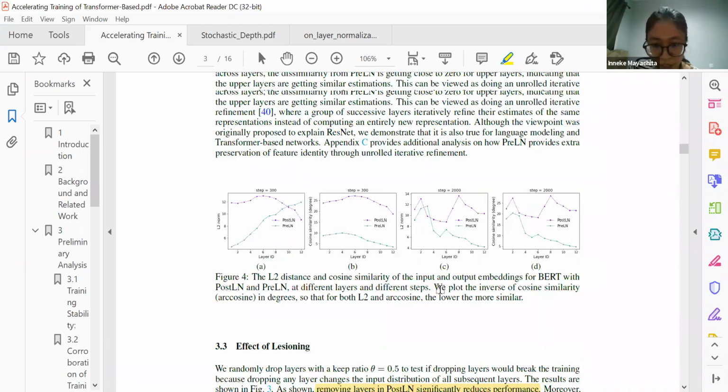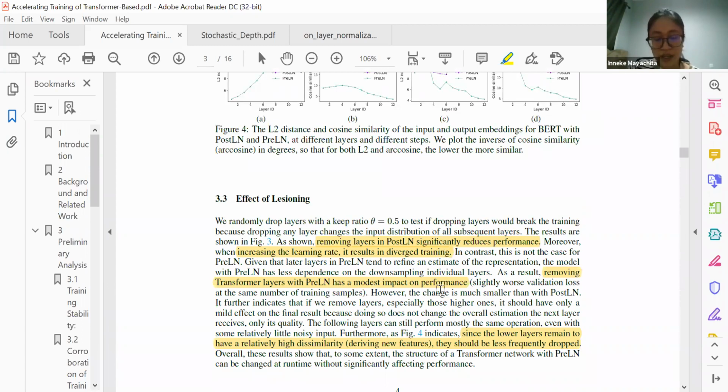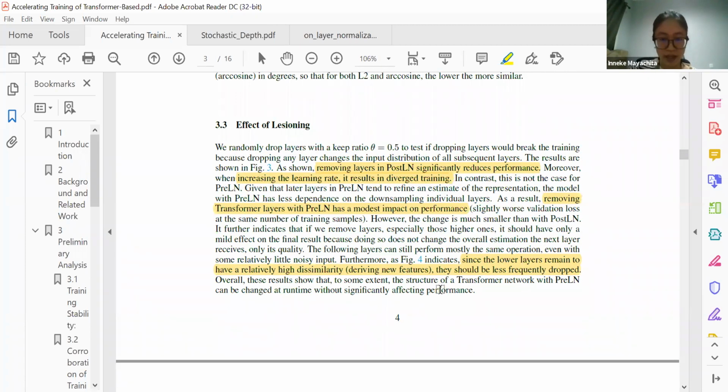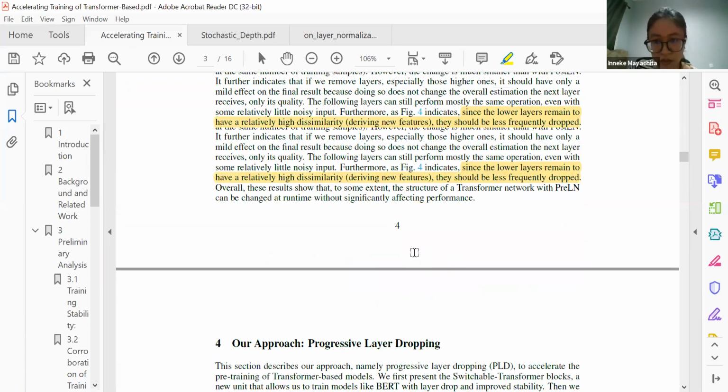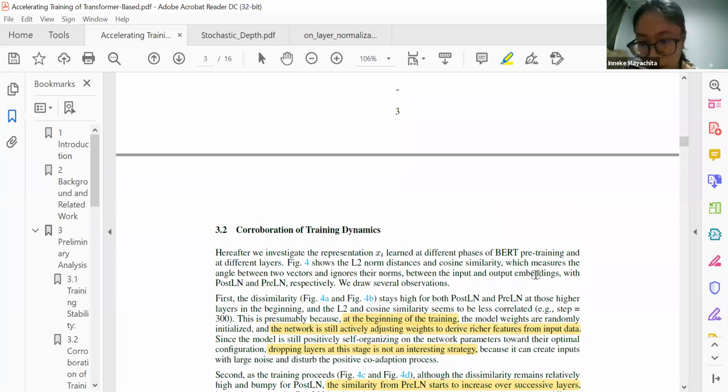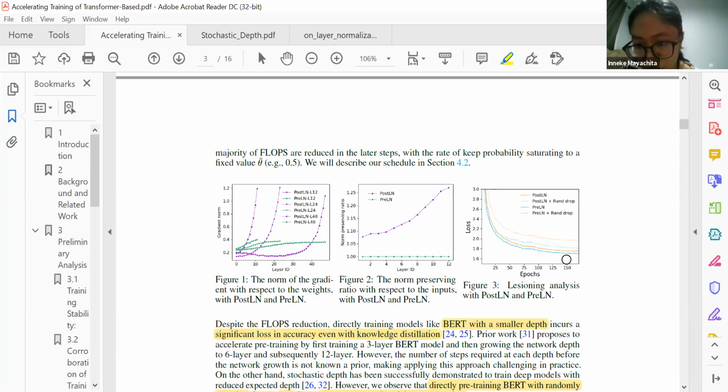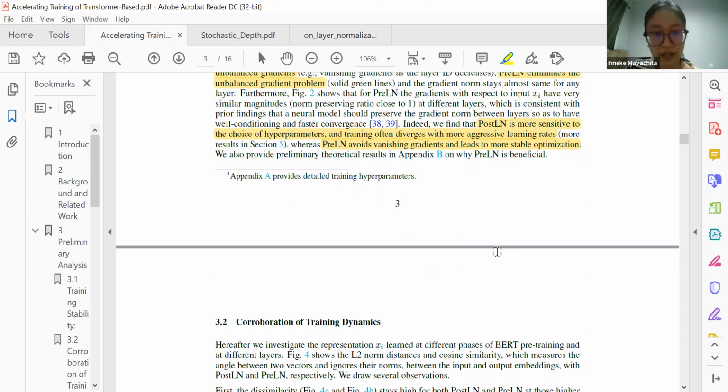We can also see that they did a study showing that if we remove layers in post-LN instead of pre-LN, it will significantly reduce the performance. And also in the diverged training, we can see in figure 3 that the lowest loss we can get is from the pre-LN. When we drop layers, the change in pre-LN is not as significant as compared to dropping the layers in post-LN, which means we should go for pre-LN in this paper.